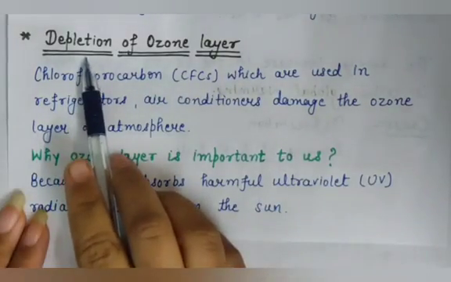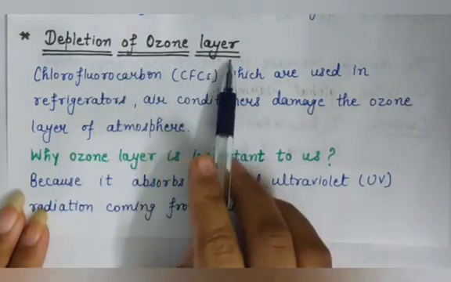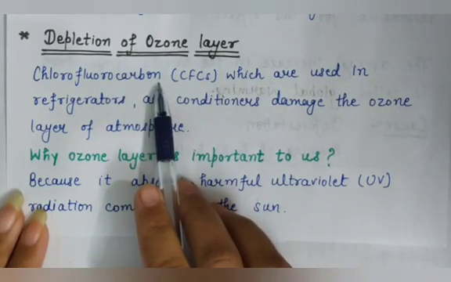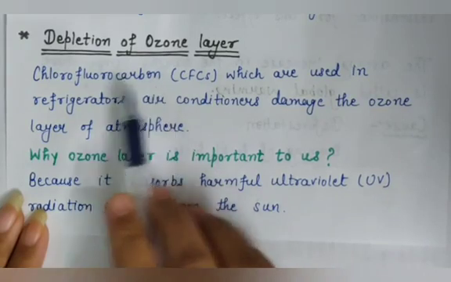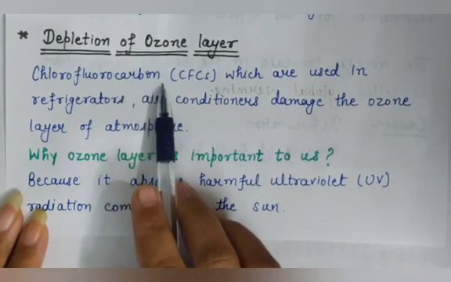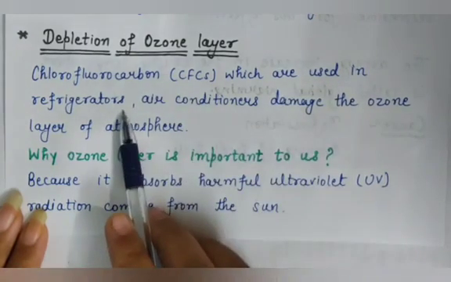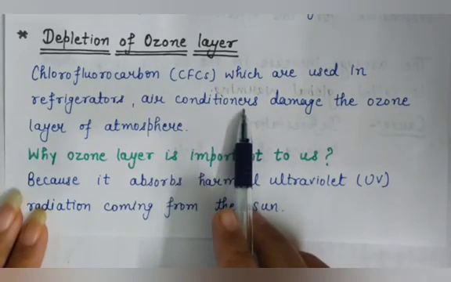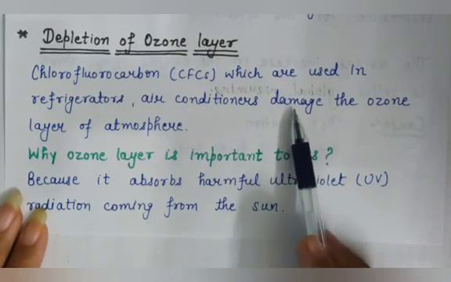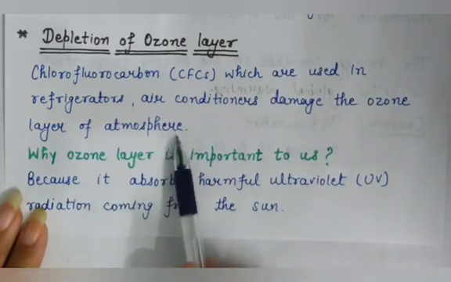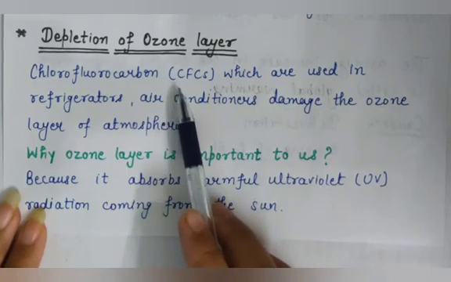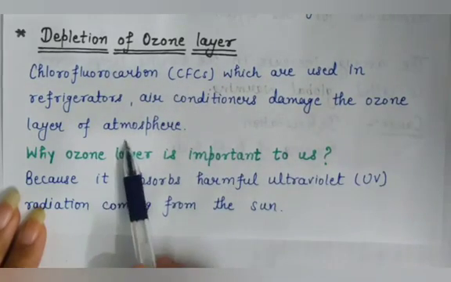The next effect of air pollution is depletion of the ozone layer. We have already learned that chlorofluorocarbon is a source of air pollution. This chlorofluorocarbon gas is used in refrigerators and air conditioners. So it damages the ozone layer of the atmosphere. Chlorofluorocarbon is responsible for damaging the ozone layer.